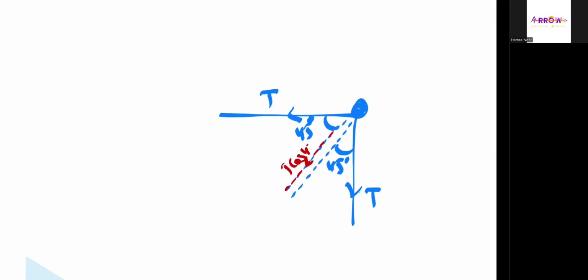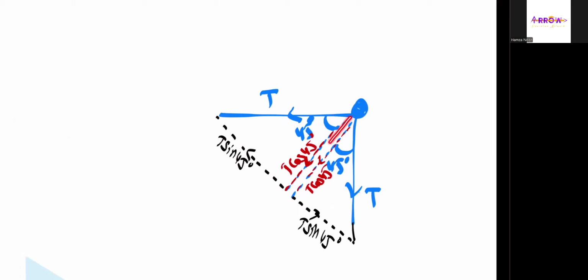T cos 45 degrees, and this force as well, this will be adjacent to this angle 45 degrees. So this will also be T cos 45 degrees. Okay. And basically the force which is opposite to this angle 45 degrees, this will be T sine 45 degrees in this path, and T sine 45 degrees over here in this path. But we are only concerned with this force which is acting from this point halfway between the two tensions.